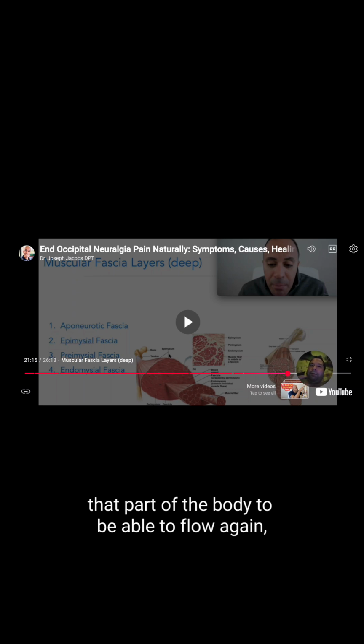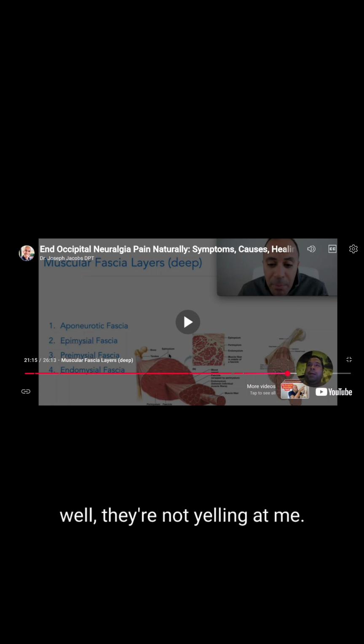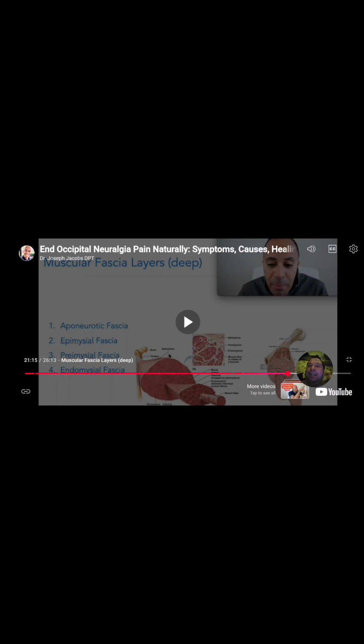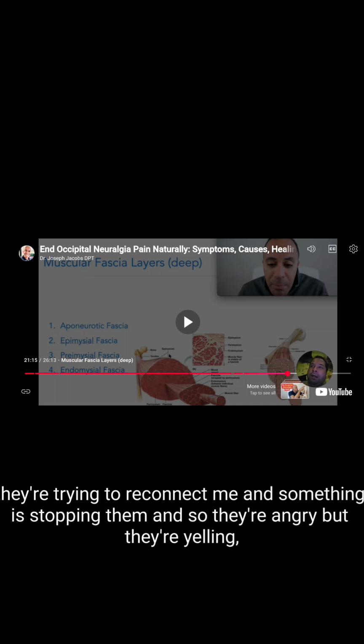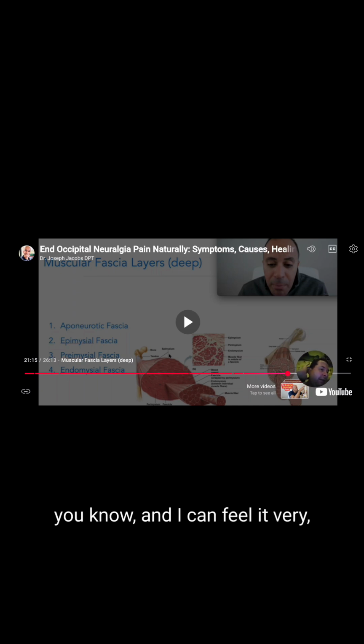I believe I can break up that scar tissue with some help and allow that part of the body to flow again, especially the nerve endings that are yelling. Let's redirect that: they're yelling at something to try to get somewhere. They're not trying to kill me, they're trying to reconnect me, and something is stopping them, so they're angry. That's why I keep getting headaches. They're not headaches, they're nerve aches. When I press there, definitely ow, that's probably the worst right there.